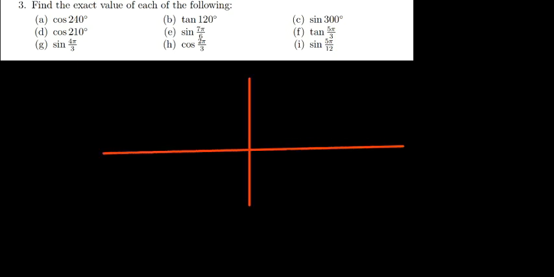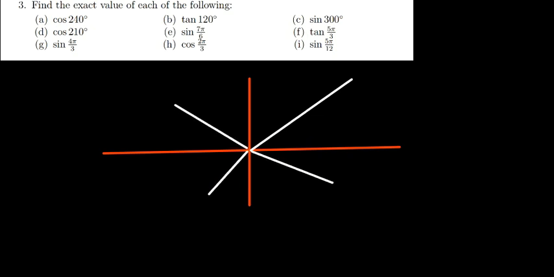So what is basically a reference angle? A reference angle is the angle between the x-axis and the point of interest. What do I mean? If I have my xy plane like that, and a line like this, a reference angle is the angle between the x-axis and the point of interest.